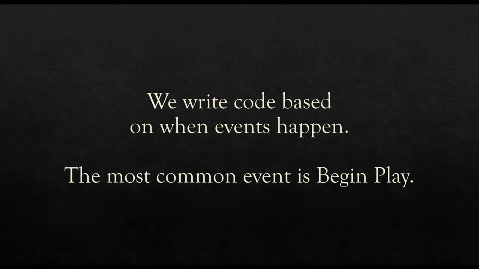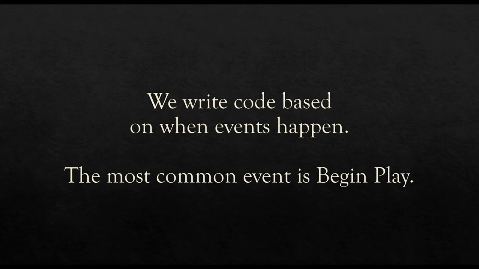The most common event, one we will see fairly often, is called begin play. Begin play happens either when an actor is created and first runs, when play begins, or if it is already created and part of an existing collection, when that runs as part of a collection. So when play begins for that actor, its code will then run. Put another way, when the event happens, our code runs.